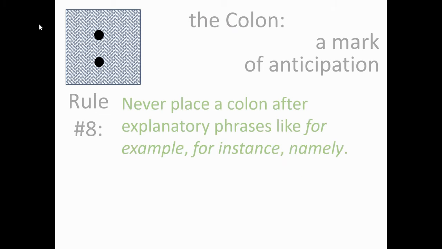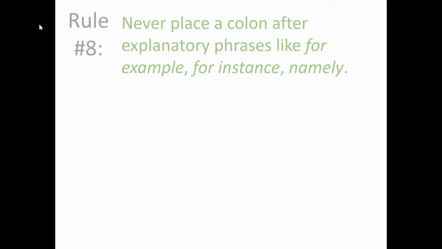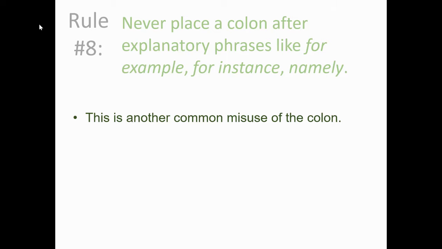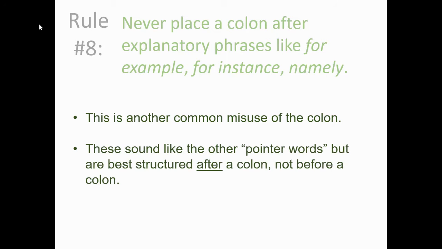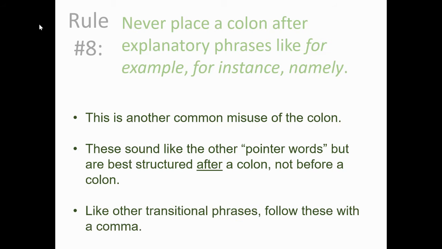Fast rule number 8. Never place a colon after explanatory phrases like for example, for instance, namely. All right. So once again, you're never going to say, for example, colon, or for instance, colon, or namely, colon. So that's another common misuse, particularly with for example or for instance. People try putting colons afterward. Why would they do that? So they kind of sound like pointer words, but they're actually structured after the colon, not before the colon. All right. So like other transitional phrases, follow these with a comma, but don't follow them with a colon.